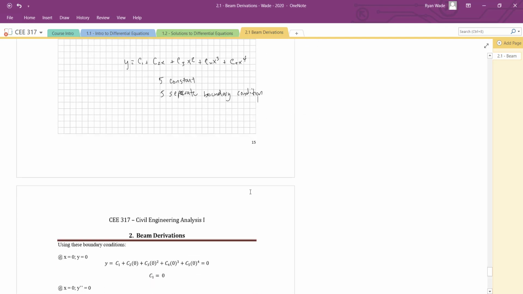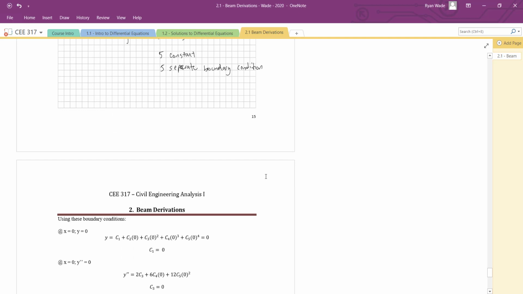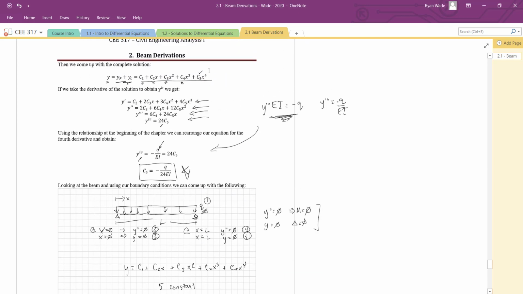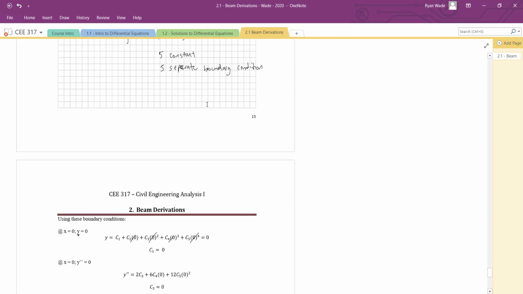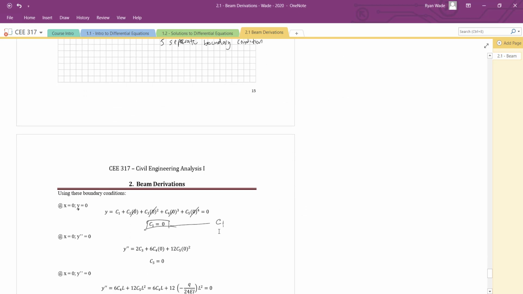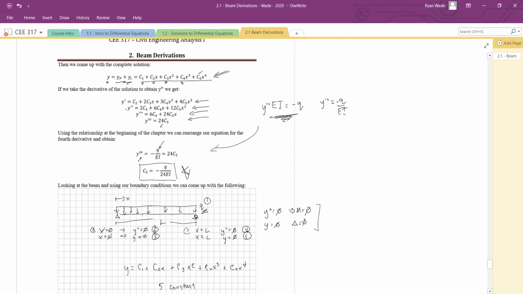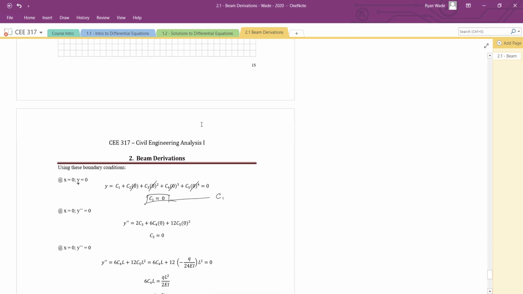So going through this, if we plug in x equals 0 and y equals 0, then all these terms cancel out because we plugged in x equals 0. So all we did was take the function y, the whole function, and plug in x equals 0 and y equals 0, and c1 equals 0. At x equals 0, y double prime equals 0. So I just grabbed the double prime and made x equals 0 and y equals 0. Then it also gives us that c3 equals 0.